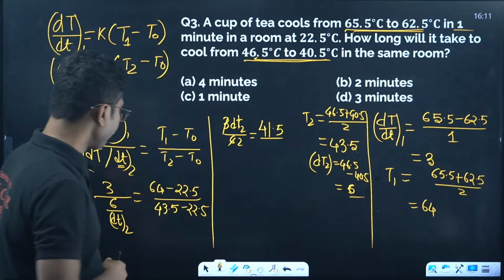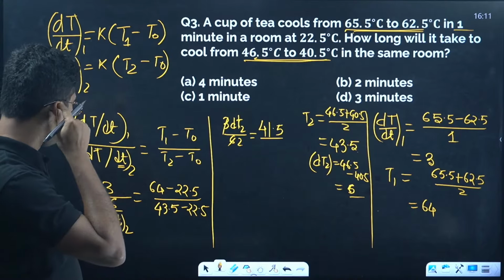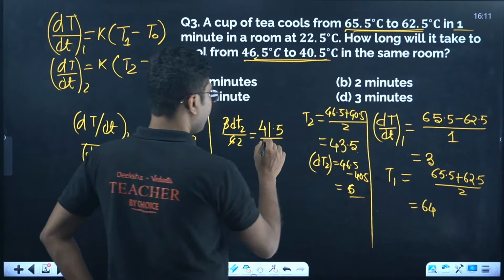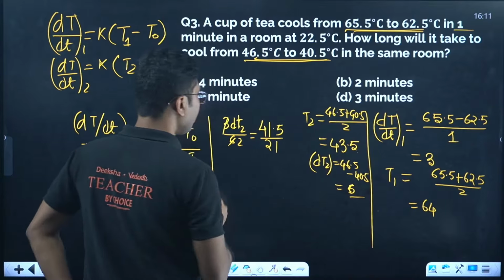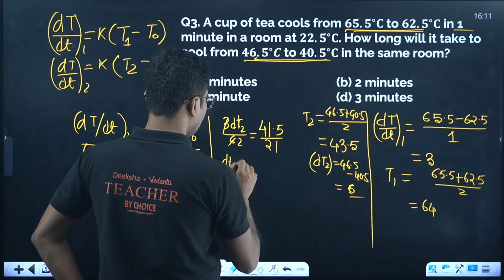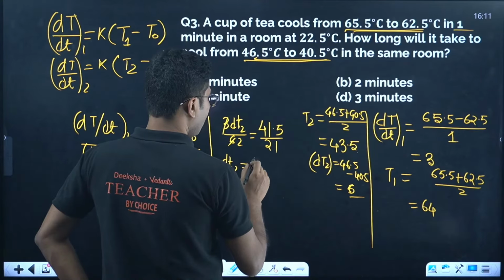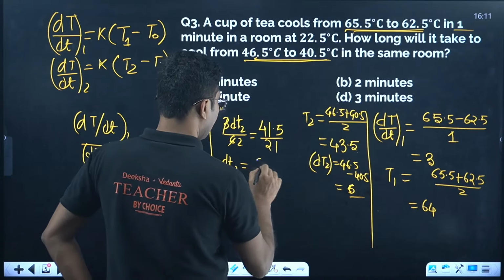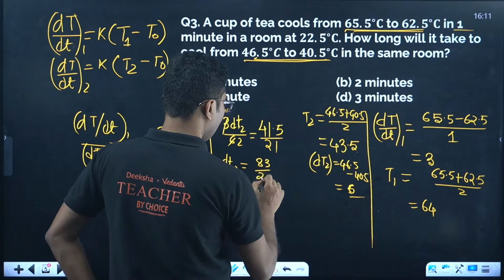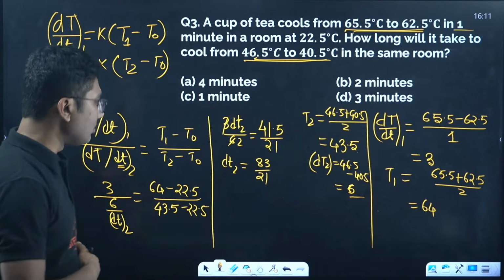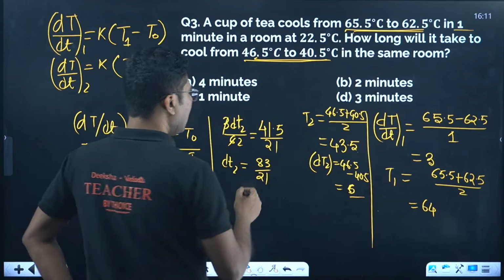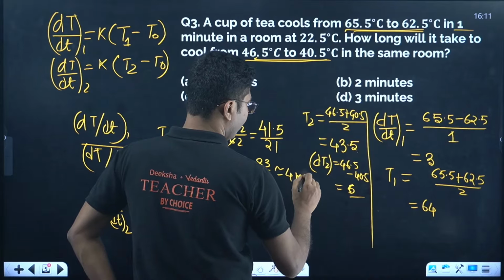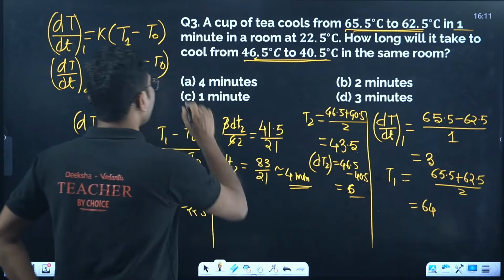divided by 21. So dt2 will be equal to 41.5 into 2, which is 83, divided by 21. 83 by 21 is roughly approximately 4. So it will take 4 minutes. 4 minutes will be the answer.